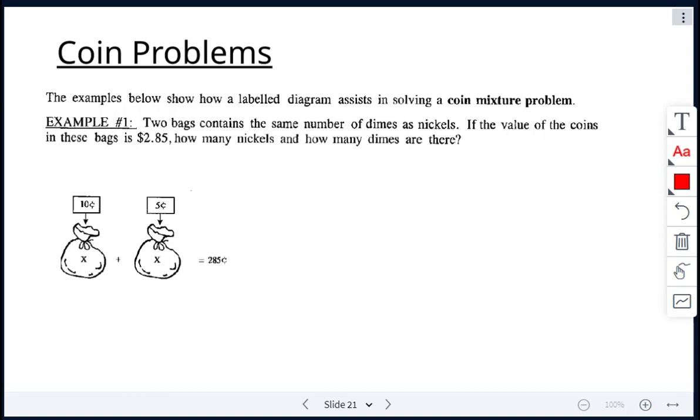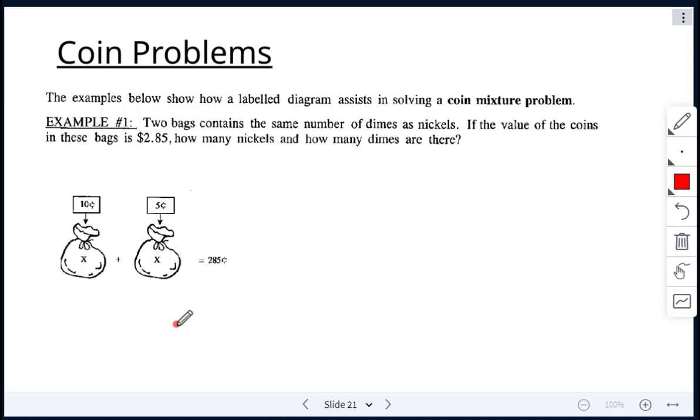First of all, if we look at this diagram here, the first thing you'll notice is it's using whole numbers, not decimals. So 10 cents, 5 cents is shown as whole numbers, and $2.85 is shown as 285 cents. The reason it's done this way is that it's just easier to work with whole numbers. But if you want to put it into decimals, you can. For 10 cents, you can show it as 0.10. For 5 cents, you can show it as 0.05. And for 285 cents, you would just show it as 2.85.